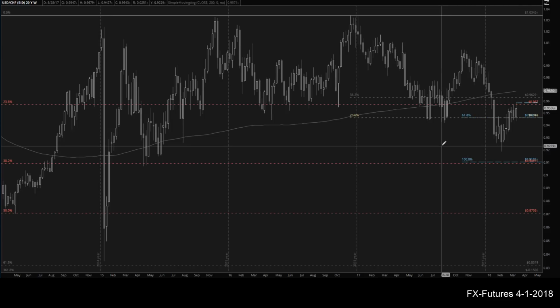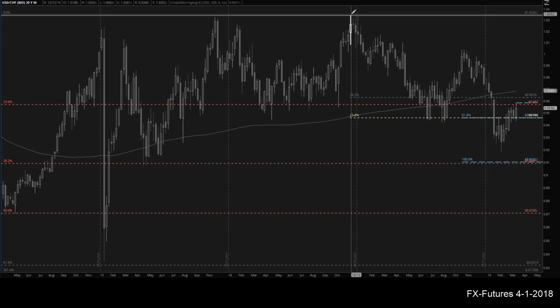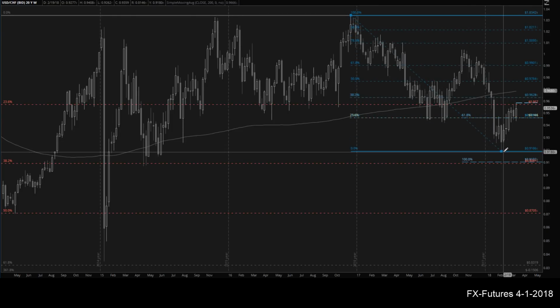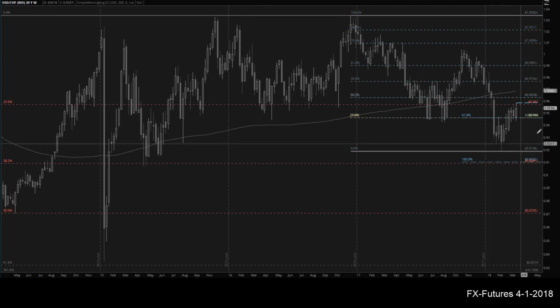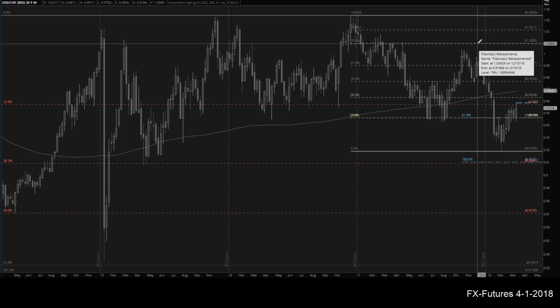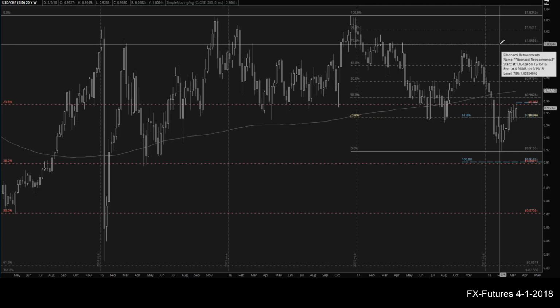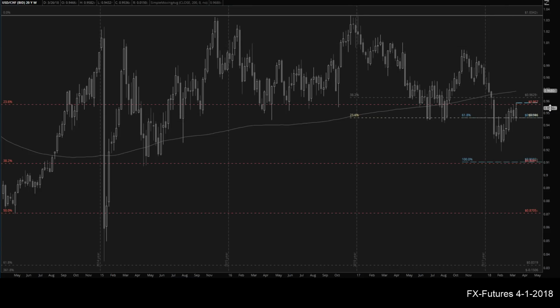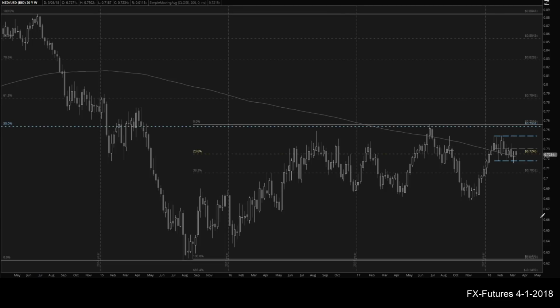And if that were to happen, where am I going to target? I'm going to target the 50%, 97.64. That's a good pivot level, and if we can get above that, then most likely we're going to go to 78.6 at $1. All right, that is what I'm looking at with the Swissy. So we did the Swissy, the CAD, the pound dollar, the Aussie. Let's go to New Zealand.